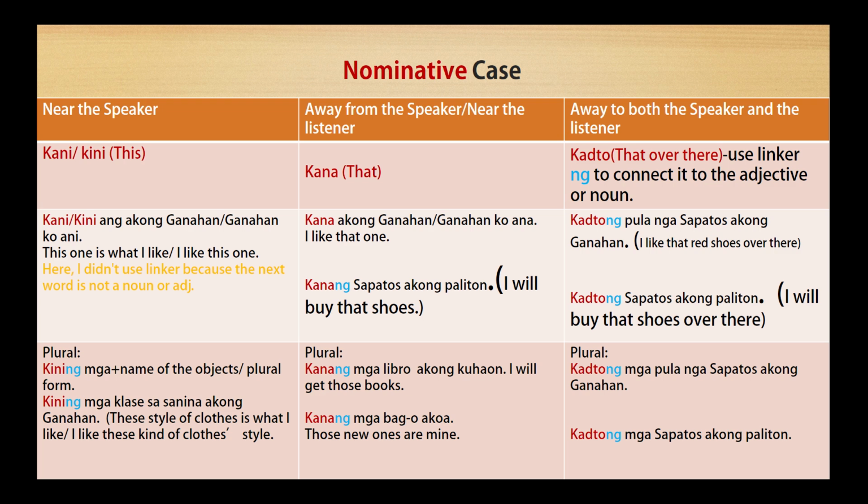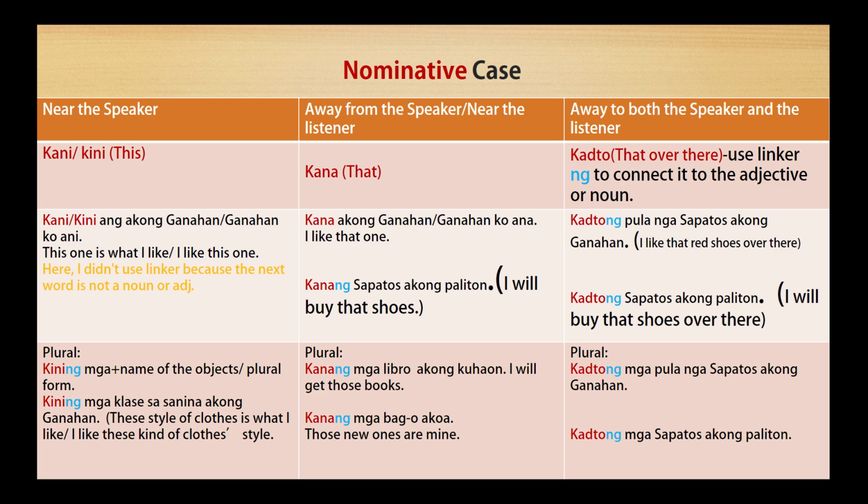So for plural, to make it plural, you just have to say mga, plus the name of the object. Kining mga sanina akong ganahan. So kining mga klase sa sanina akong ganahan. So this style of clothes is what I like. So I like this kind of clothes style.